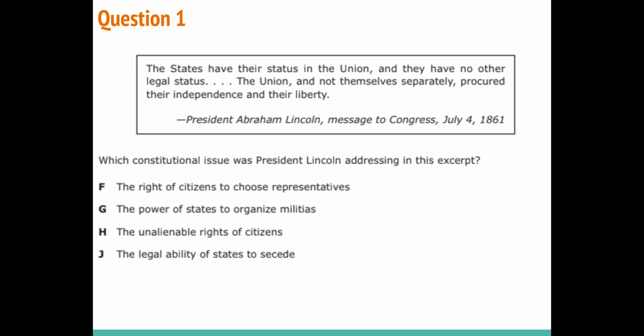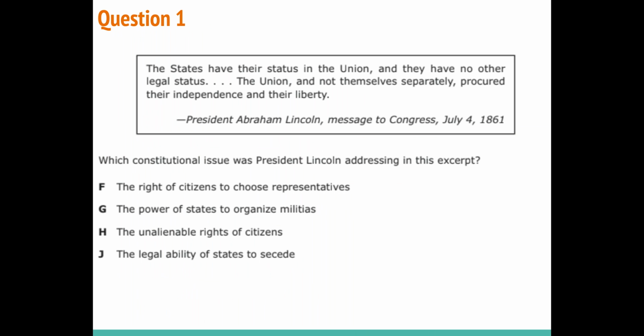Is it F, the right of citizens to choose their representatives? G, the power of states to organize militias? H, the unalienable rights of citizens? Or J, the legal ability of states to secede? Go ahead and take your time. If you want to pause this video and look at this question for a little bit, think things through, that's fine. But we are going to continue.